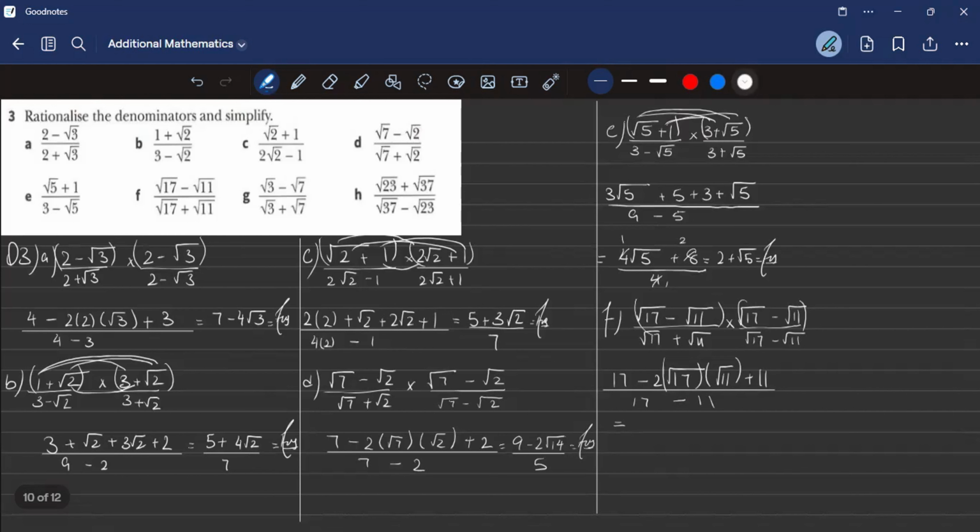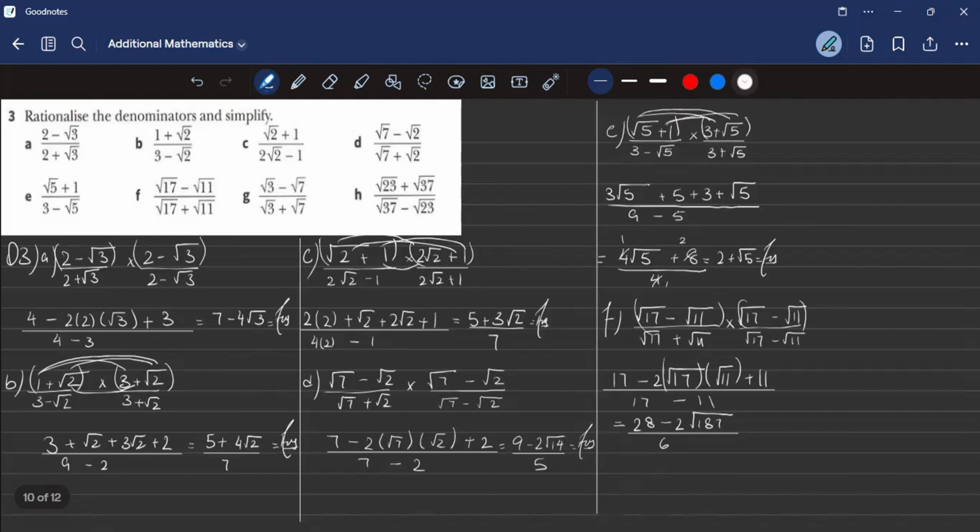So that would give us 17 plus 11, which is 28, and minus 2 root of 17 multiplied by 11. Let me just check this. 17 multiplied by 11 is 187. So 2 root 187, divided by 17 minus 11, which is 6.